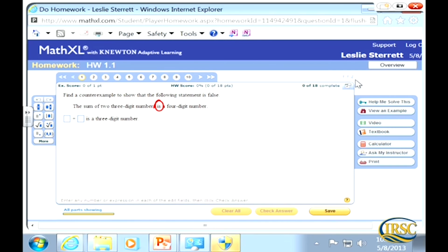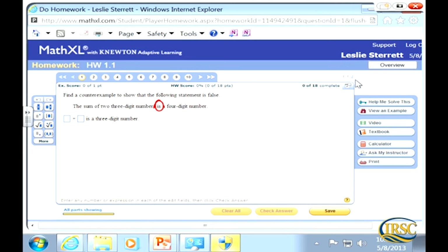When you're looking at these conjectures, it starts out with some information about the numbers you're looking at, the sum of two 3-digit numbers, and then the "is" tells you what the result should be. So the result should be a 4-digit number. If you're trying to find a counterexample, then you still want to find numbers that match the first part. So you still want to find two 3-digit numbers, but in a way where it does not give you the result.